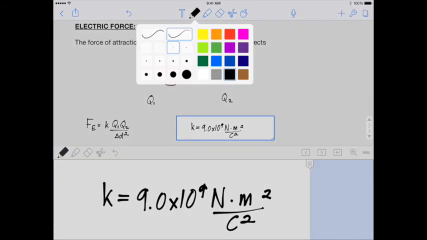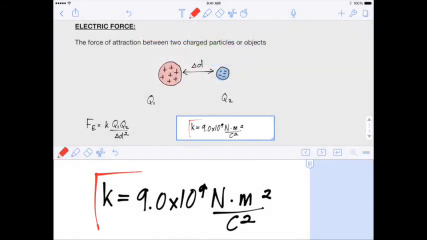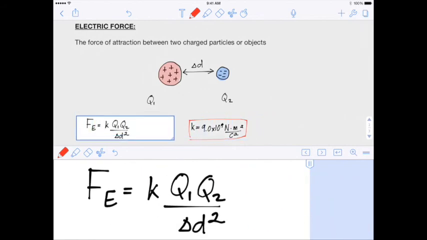Now this equation in structure looks remarkably similar to the equation for universal gravitation. One deals with masses, while the other deals with charges. It's your responsibility to state the similarities and differences to not only these equations, but to the two forces, to Newton's law of universal gravitation and to electric force, both of which are fundamental forces of the universe. Good luck.